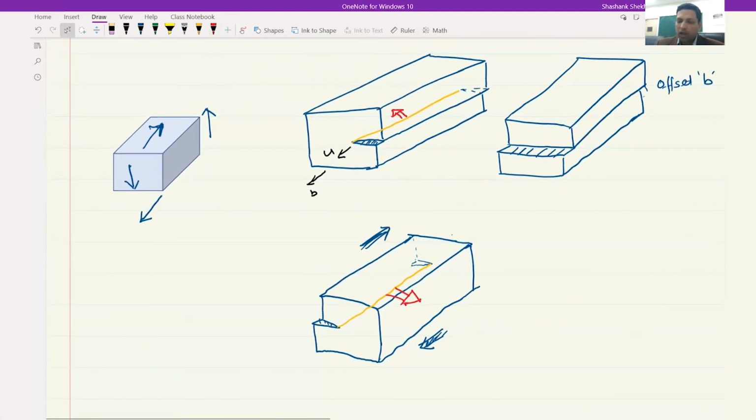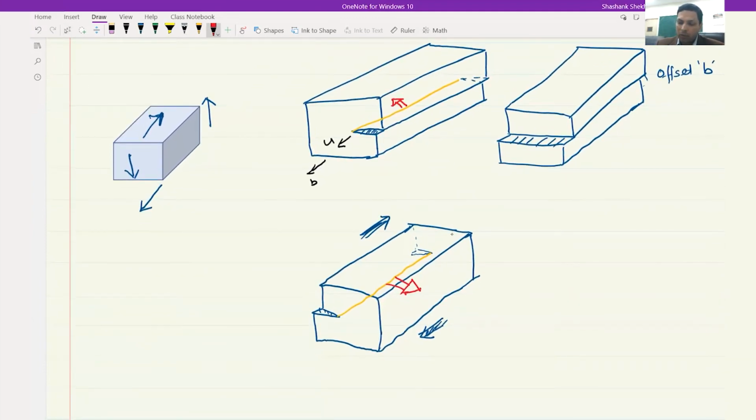So again, what do we see? That the screw dislocation of opposite sign has to move in opposite direction, and it will also eventually lead to this final configuration.